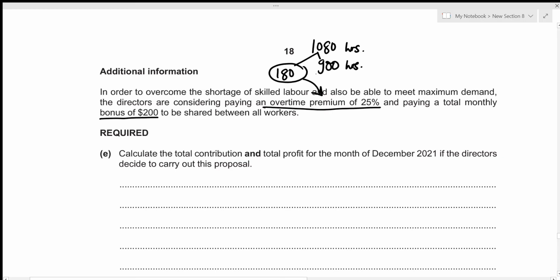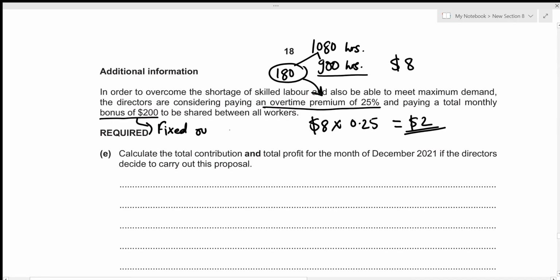So for these 900 hours, we were providing the direct labor hour at the rate of $8 per hour. Now we will be adding an overtime premium of 25%. So that's going to be 8 into 0.25, which gives the premium to be $2 per direct labor hour. And we're also given the bonus of 200, and this bonus will fall under the fixed overhead category. So previously we only had the fixed overhead of 96,000 by 12, but now we also need to add the 200. Let's figure out the total contribution now.